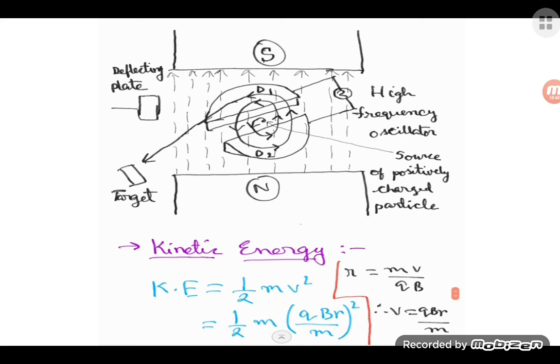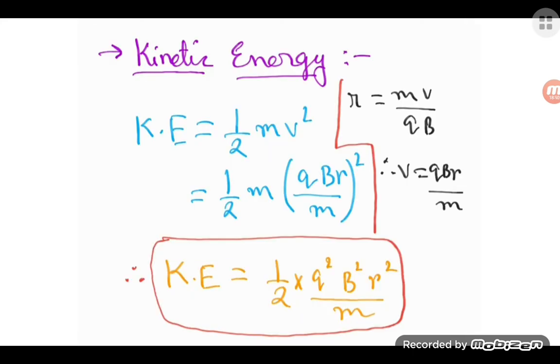Now the kinetic energy of the cyclotron, that is half mv square. Now see, radius we have got as mv upon qB. So from there we have got the velocity as qBr upon m. Just putting the value of v in the formula, we have got half into q square B square into r square upon m. So that is the kinetic energy of the cyclotron.